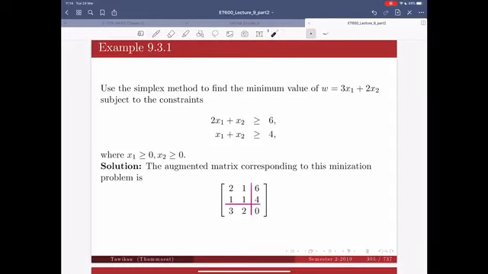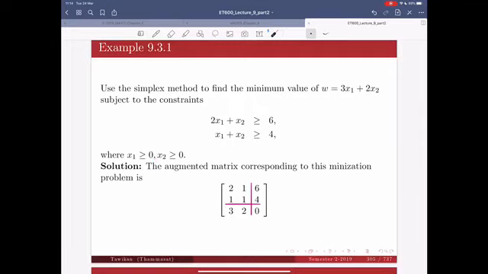Let's look at our first example. We want to use the simplex method to find the minimum value of w, which is a linear function, 3x1 plus 2x2, subject to those two constraints: 2x1 plus x2 is greater than or equal to 6, and x1 plus x2 must be greater than or equal to 4, and under those positive values of x1 and x2.